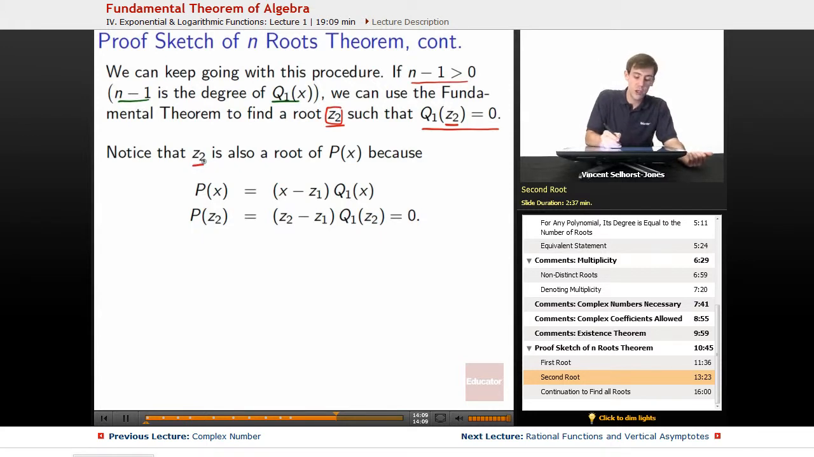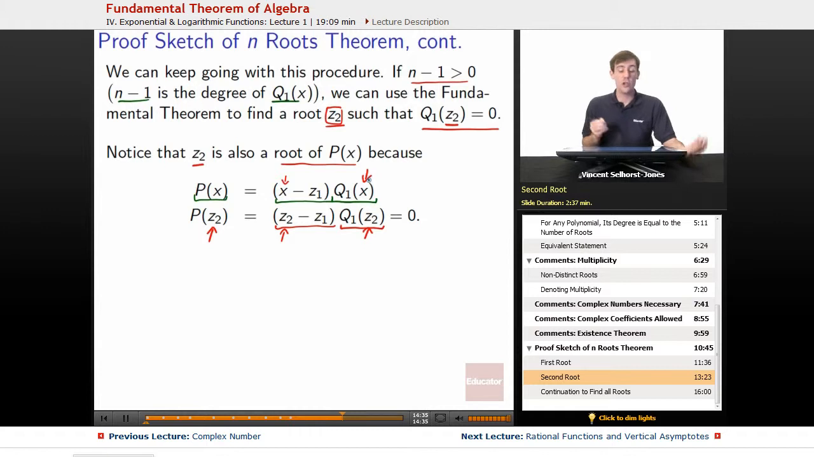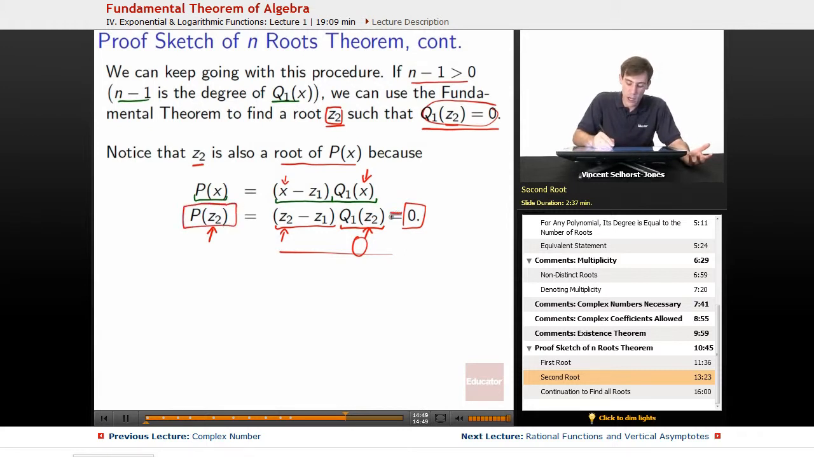But we also know that z2 has to be a root of p of x because of the way that we got q1 of x: by dividing it out. So we have x minus z1 times q1 of x is the same thing as p of x. So if we plug z2 into p of x, we'll get z2 minus z1, and that's some number. But we're also going to have q1 of z2 here. We knew that q1 of z2 equals 0, so the whole thing has to come to 0, because 0 will knock out whatever else we have. So the whole thing comes to 0, which means that p of z2 has to equal 0.